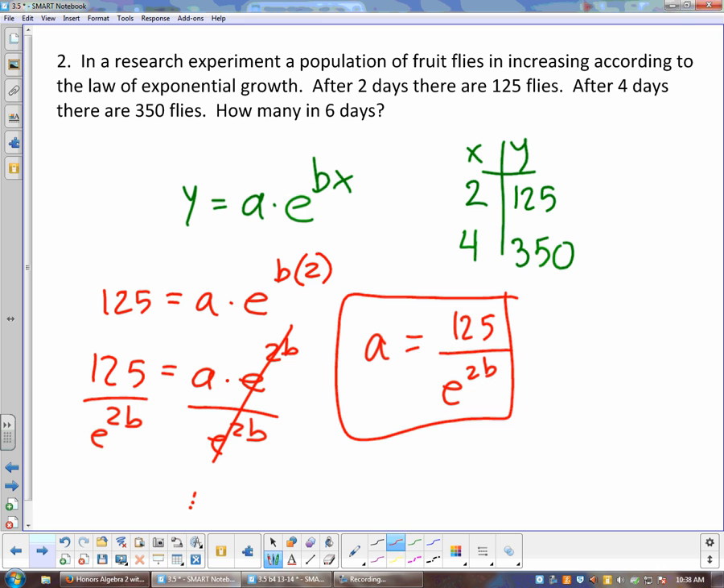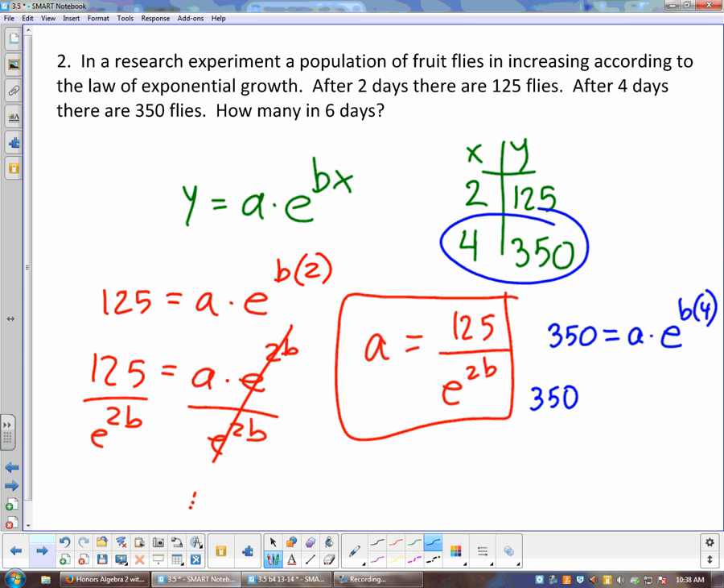And now we're going to use our other ordered pair. So I'm going to write what new equation? Angelo: 350 equals a times e to the b times 4. Do people agree with that? All right, and really that means I can plug in this expression for a. So I'm going to write 350 equals 125 over e to the 2b times e to the 4b.